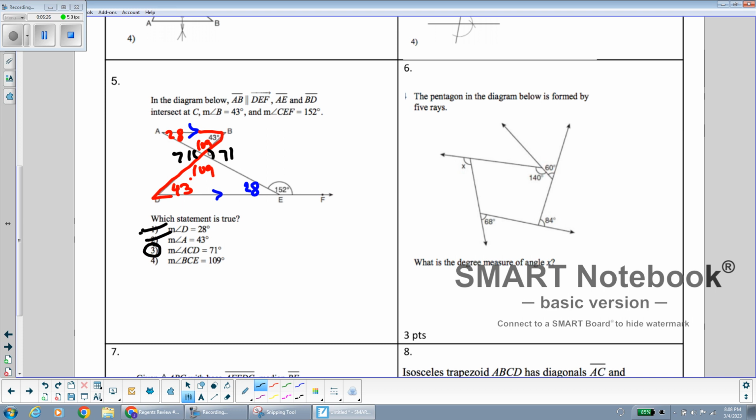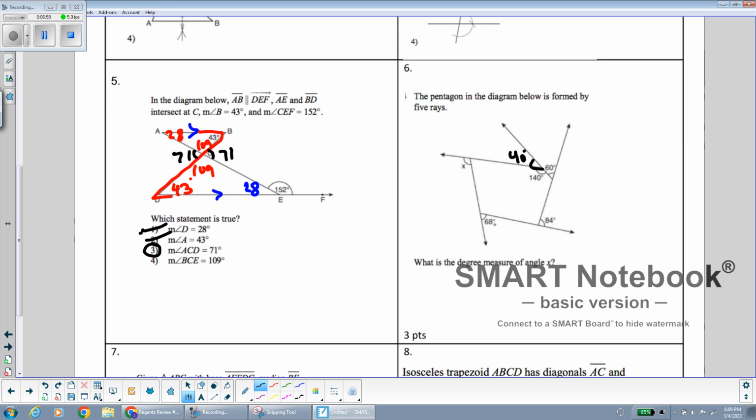So the easiest way to do this one, you could do it by using the formula n minus 2 times 180 and finding all of the interior angles, since you know that all the interior angles of a pentagon need to add up to 540 degrees. But I prefer to do it with exterior angles because all exterior angles of any polygon always add up to 360 degrees. So I have this 140.